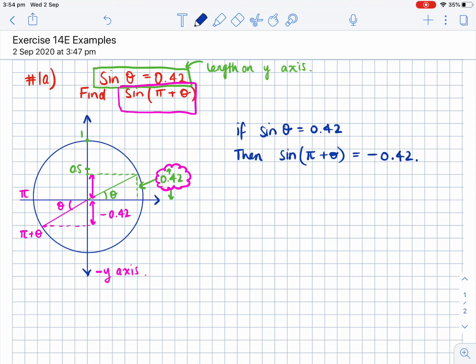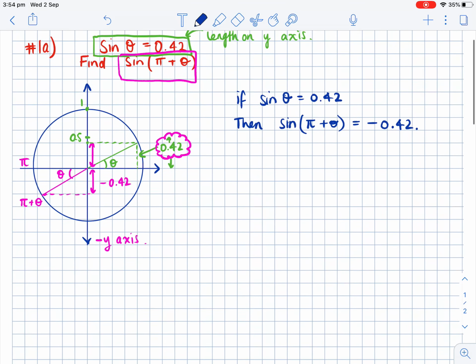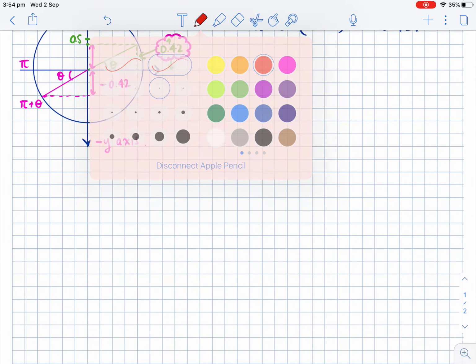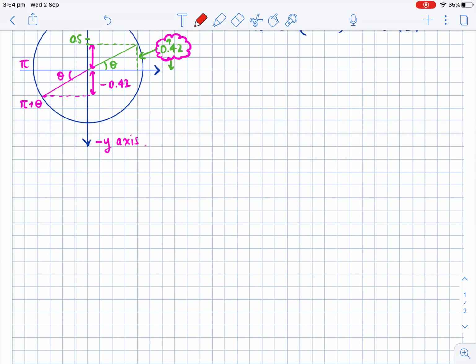So don't forget, think about those lengths. This is really important. Sine and cos are just lengths in the unit circle, and theta plus pi, or pi plus theta, or 2 pi minus theta, they are also just angles. They lie somewhere in the unit circle. And all of these angles are going to be similar by symmetry. Okay, so they're going to be linked somehow, and we've got to think about that connection. So let's have a look at another question like that.